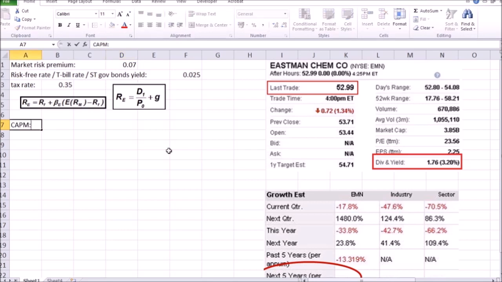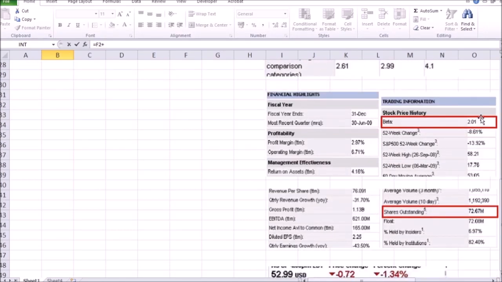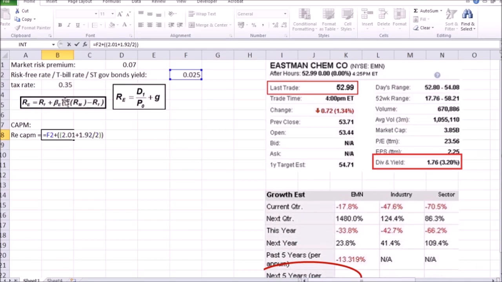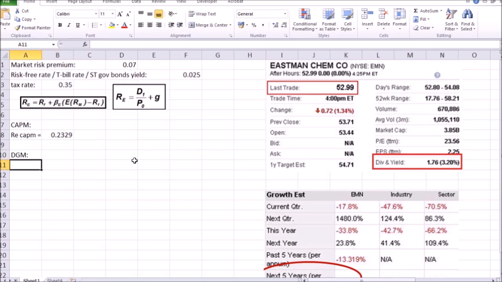According to the capital asset pricing model, our cost of capital is going to be equal to the risk-free rate of return plus the company beta, which, as we saw, is an average between 2.01 and 1.92, multiplied by the market risk premium, which is the difference between expected market returns and the risk-free rate of return. And what this formula gives us is the cost of equity at about 23.3%.